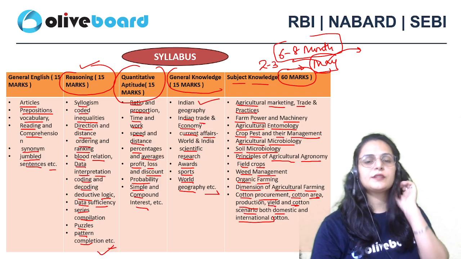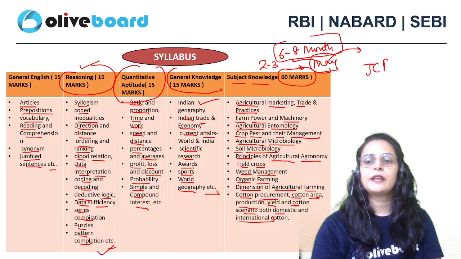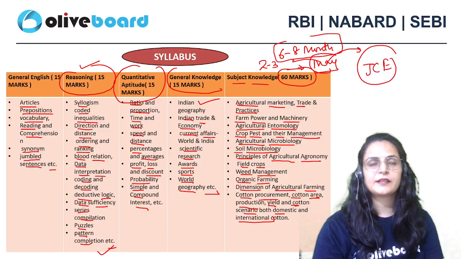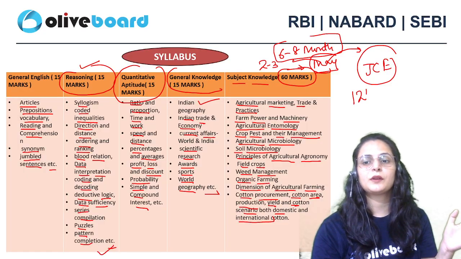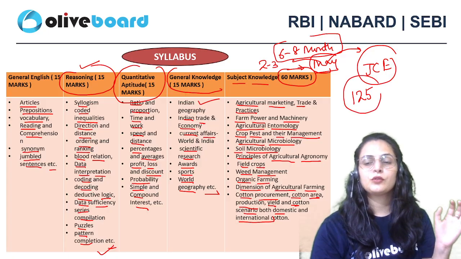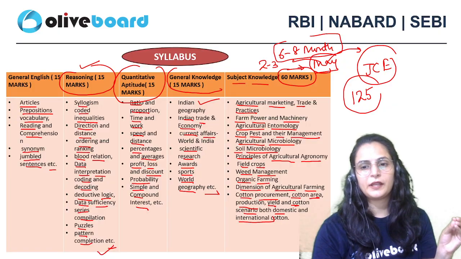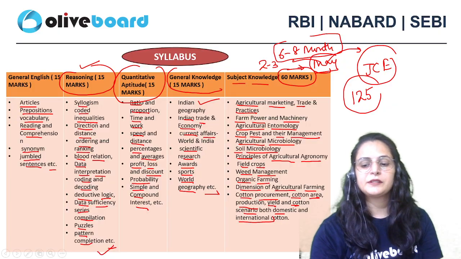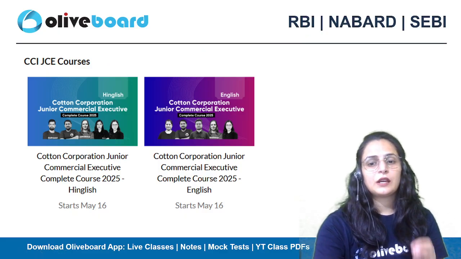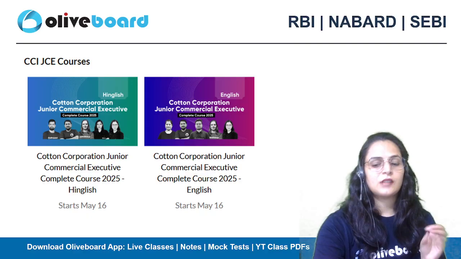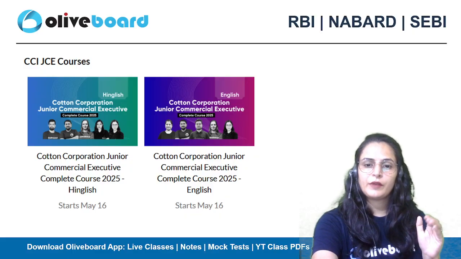Okay, so this is all about the syllabus of junior commercial executive. As I already told you about the number of vacancies, there are 125. So you have a good opportunity if you have graduated in an agriculture subject, to apply and start preparation. Now the most common doubt is how much to study, how much not to study, from where to study, what not to study.